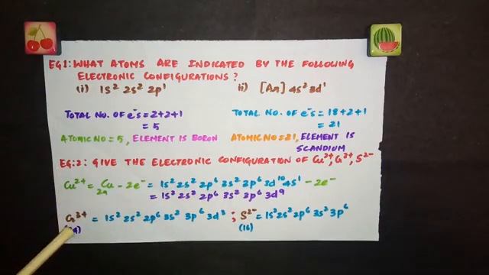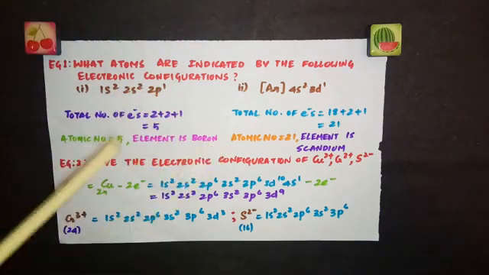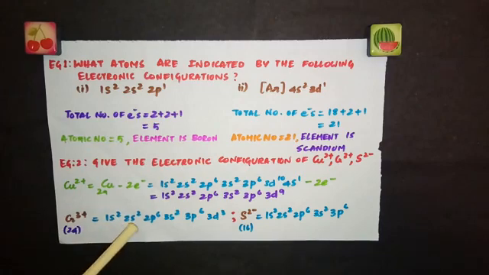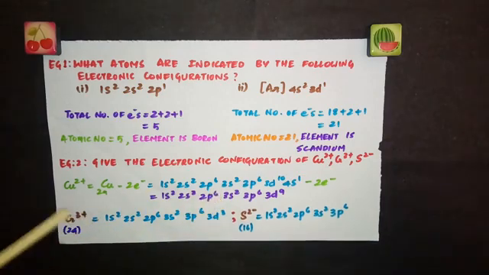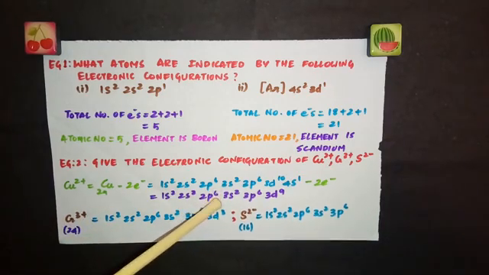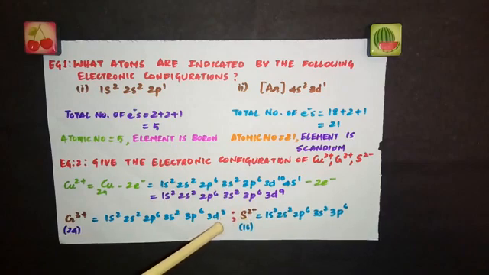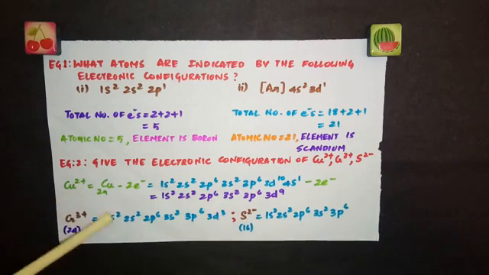And the next one is chromium 3 plus. The atomic number of chromium is 24. When you say 3 plus, how many electrons are removed? 3 electrons are removed. Just now we have seen the electronic configuration of chromium, 3d5, 4s1. If you are removing 3 electrons, 1 from s and 2 from 3d. So what will be the configuration? 1s2, 2s2, 2p6, 3s2, 3p6, 3d3. Since you are removing 3 electrons, you are removing 1 from 4s and 2 from 3d. So you are writing 3d3 for Cr3+.